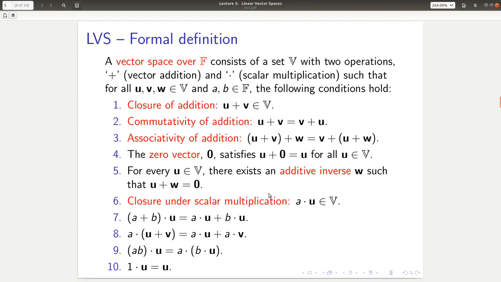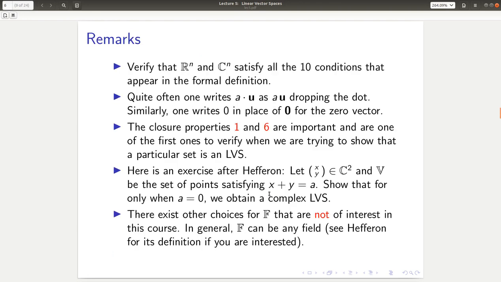So when you have to check things, it's useful to not just memorize this, but sit with these 10 conditions and check. Now what you have to do is verify that Rn and Cn satisfy all the 10 conditions that appear in the formal definition. Kind of tedious, but not so hard.